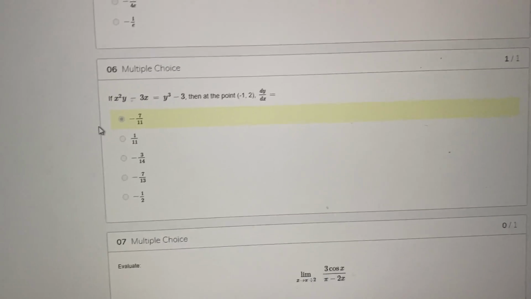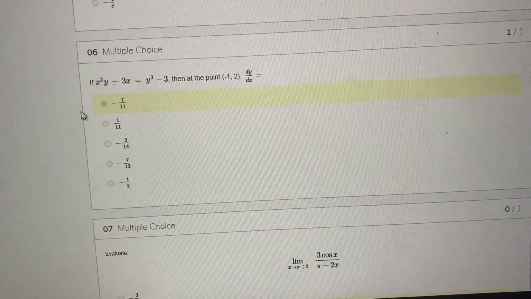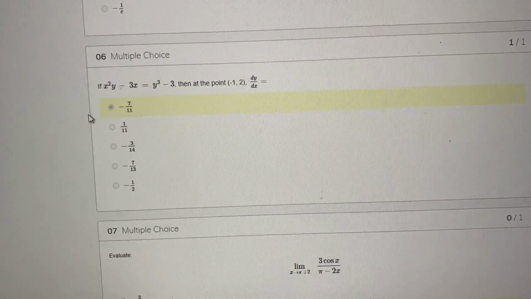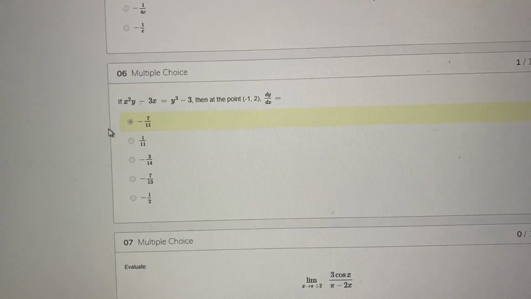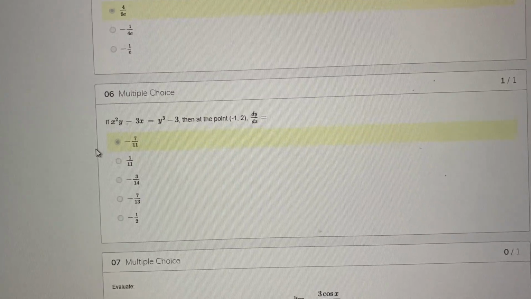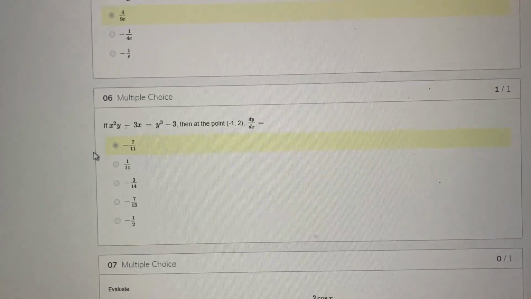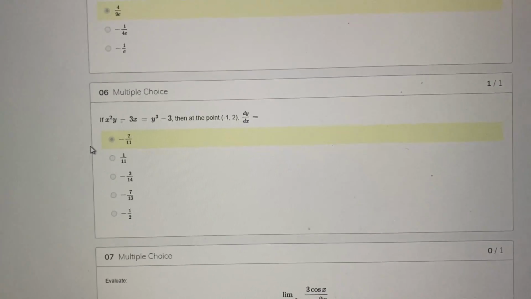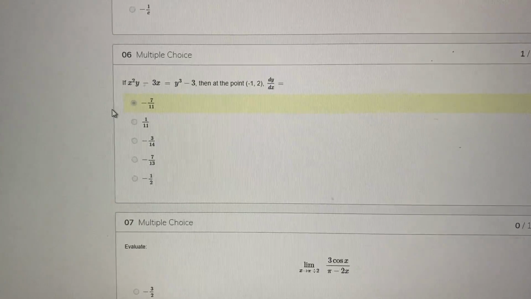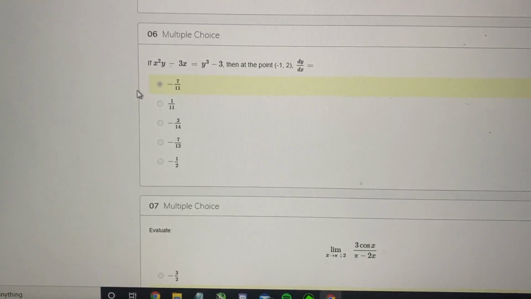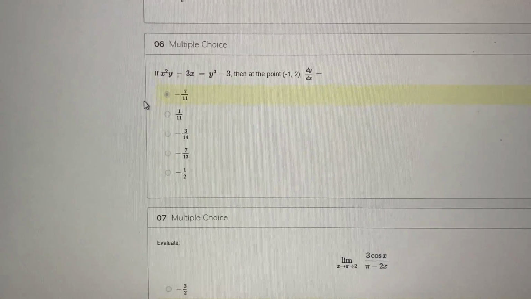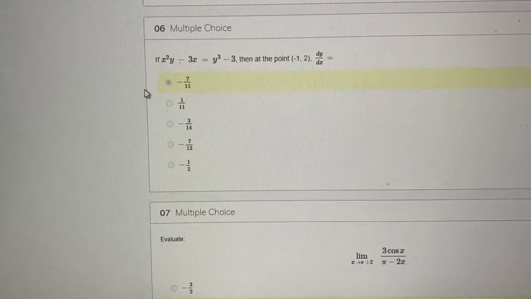Moving on to number 6: if x squared y minus 3x equals y cubed minus 3, then at the point (-1, 2), dy/dx equals... All right, for this problem, we're going to be finding the derivative of that first equation, and we're going to have to use implicit differentiation here in order to get dy/dx, because we have 2 variables here, and we cannot isolate y by itself.